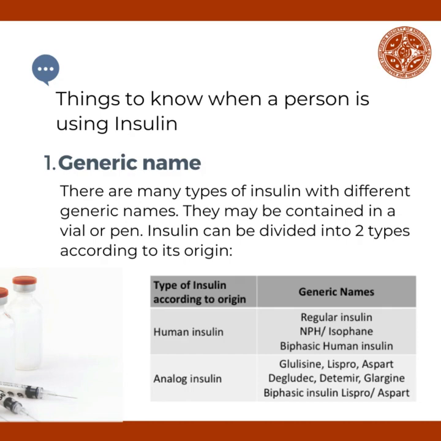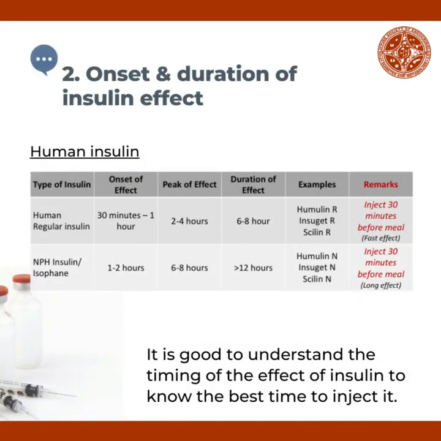For the analog insulins, you have the following generic names: glulisine, Lispro, Aspart, Degludec, Detemir, Glargine, biphasic insulin Lispro or Aspart. Aside from the generic name, one also has to know the onset and duration of the insulin's effects. These are for the human insulins.